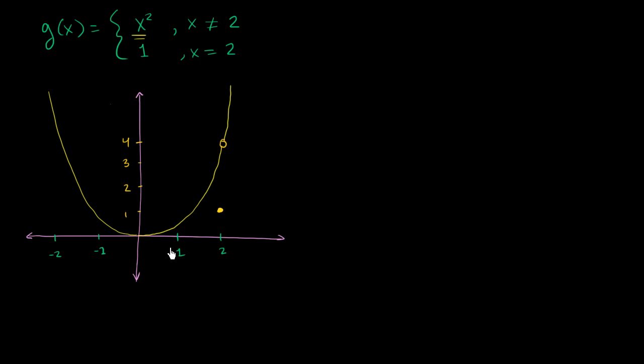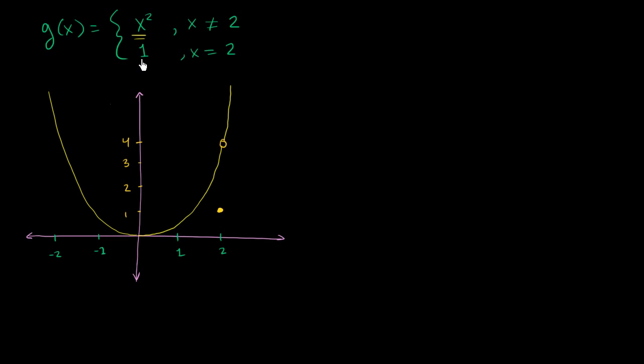So this is a bit of a bizarre function, but we can define it this way. You can define a function however you like. And so notice, it's just like the graph of f of x is equal to x squared, except when you get to 2, it has this gap, because you don't use f of x is equal to x squared when x is equal to 2.